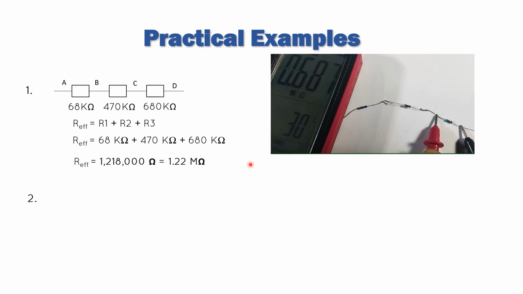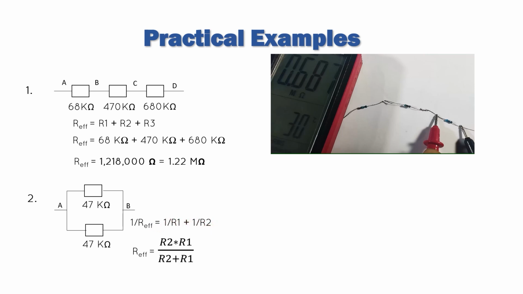Moving forward, we have the second one, which is 2 resistors connected in parallel. We have 47 kilo ohms and 47 kilo ohms. Our effective resistance, of course, is 1 over Re effective equal to 1 over R1 plus 1 over R2. If we solve this, we would have Re effective equal to R1 times R2 all over R2 plus R1. One way to solve this is to get the lowest common multiple, which will be R1 times R2.